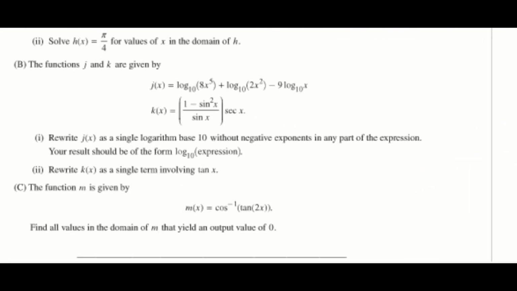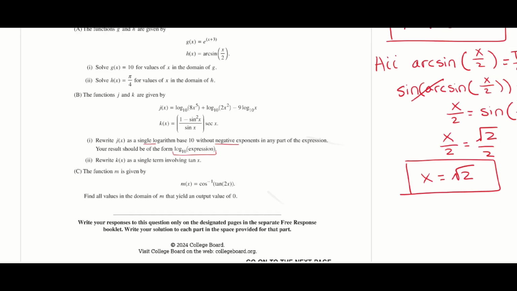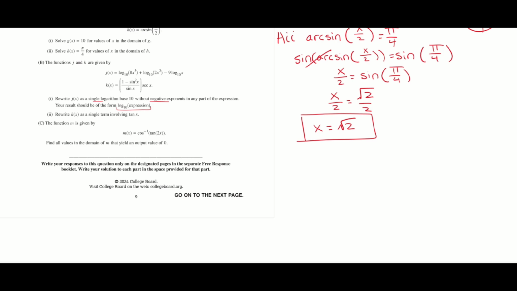Okay, so we must rewrite j of x as a single logarithm without negative exponents. Single logarithm, so this is what it should look like. Let me just write this out real quick.